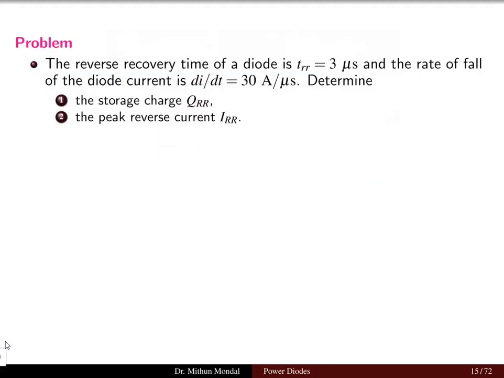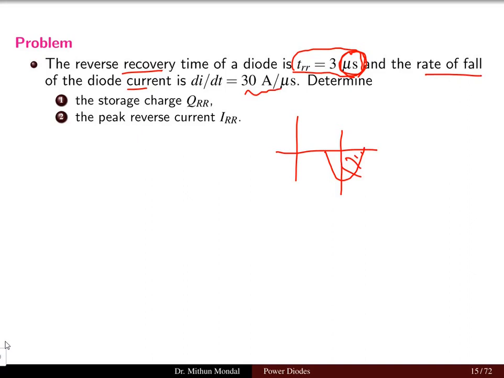Let us solve one problem to understand this. The reverse recovery time of a diode is given as 3 microsecond. Now you can see here the time is very less, 3 microsecond. So in the reverse recovery time, in this zone, the time is very less. And the rate of fall of the diode current is given as 30 ampere per microsecond. You have to find the QRR, how much charge is stored in the reverse, and what is the reverse current.